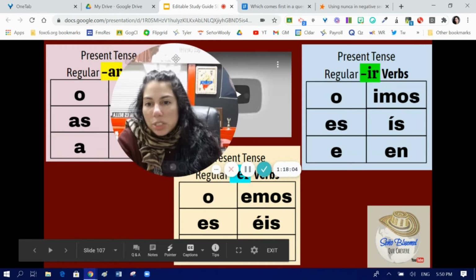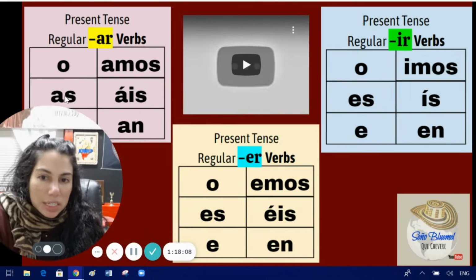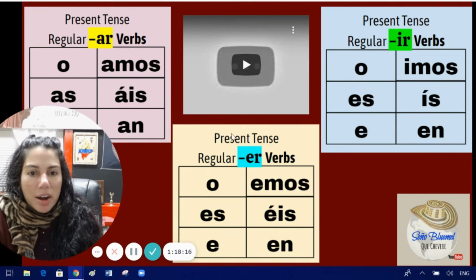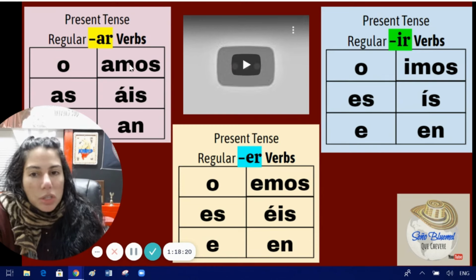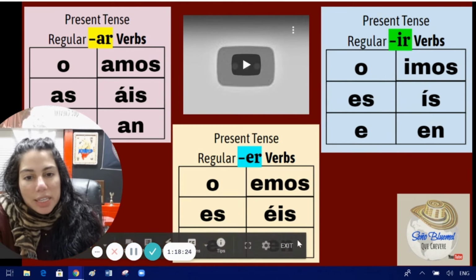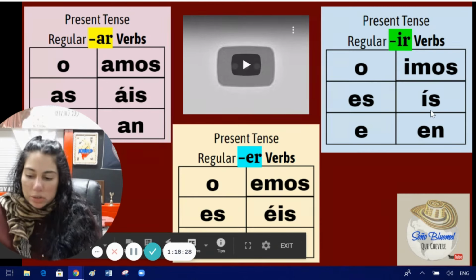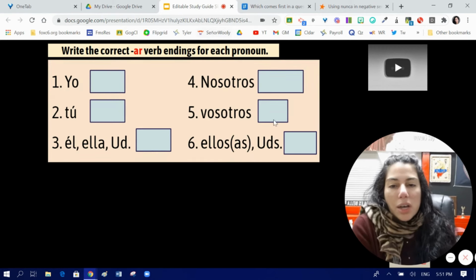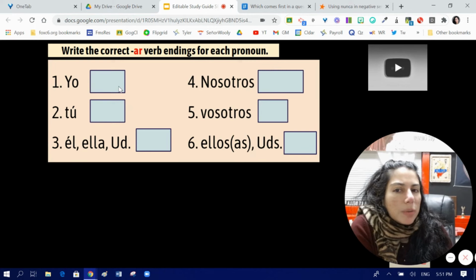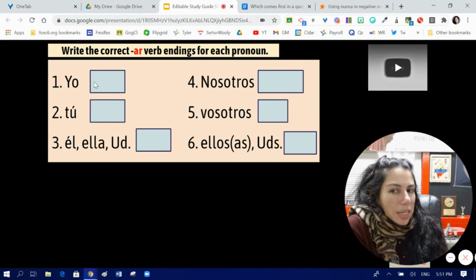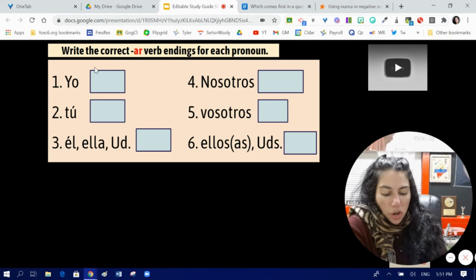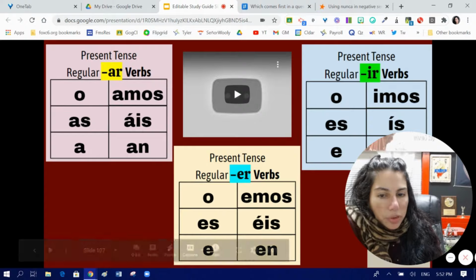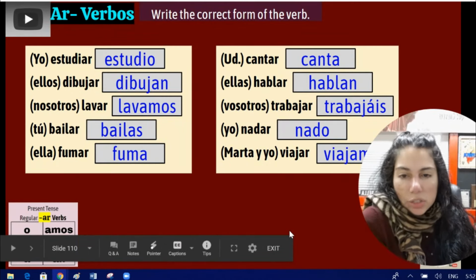Some of them are the same in some, but then they change in the other two, so you just have to see that. The other one that follows the AR, ER, and IR pattern, like nosotros, is vosotros. For vosotros, it's áis in AR, éis in ER, and ís in IR. So that's kind of cool how it does that. Once you know and practice these conjugations, you will know automatically. If I ask what the ending is for AR verbs, for yo it would be an O, for tú would be AS, and so forth.